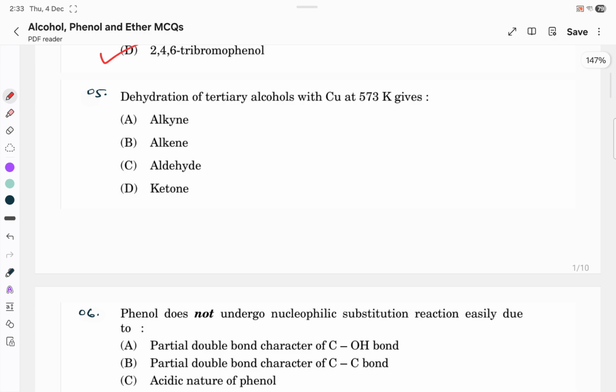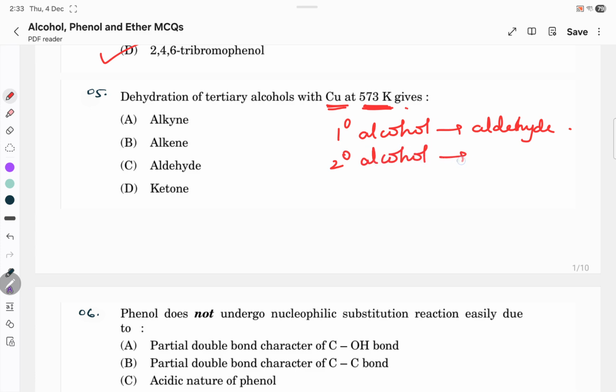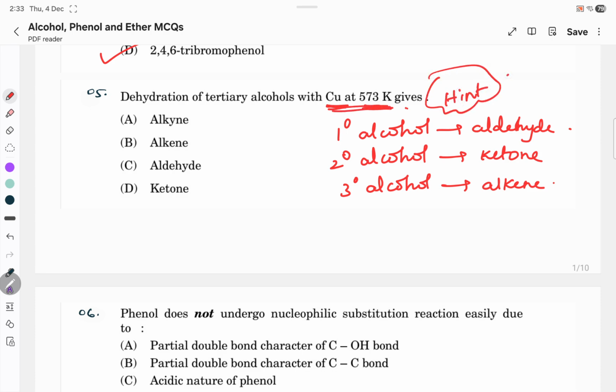Next question. Dehydration of tertiary alcohol with copper at 573 Kelvin gives. For copper at 573 Kelvin reaction, if you take primary alcohol, it will become aldehyde. These are the clues you have to remember. For secondary alcohol, it will give ketone. Tertiary alcohol will form alkene. So this is the hint you have to remember for copper at 573. So alkene will be formed for tertiary alcohols. Option B is the correct answer.